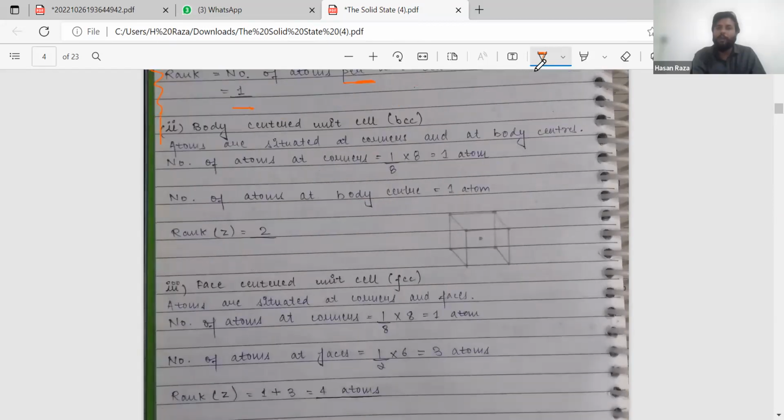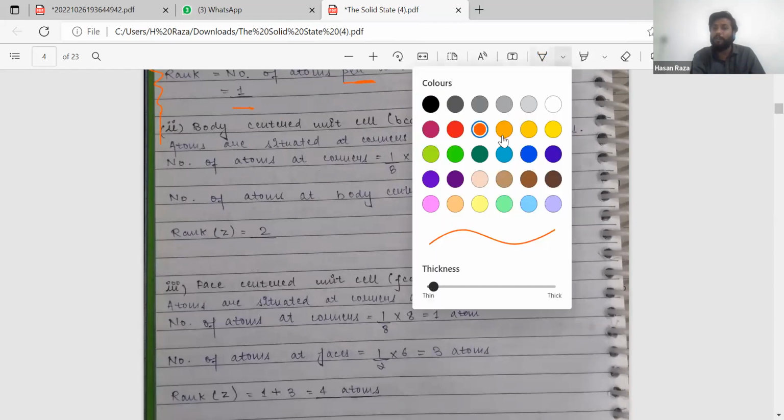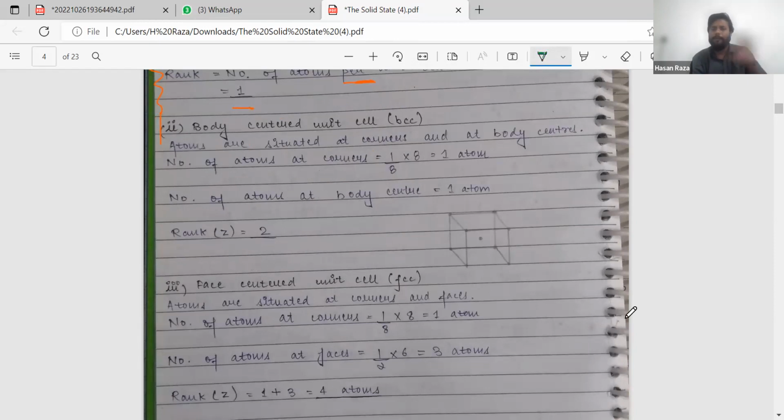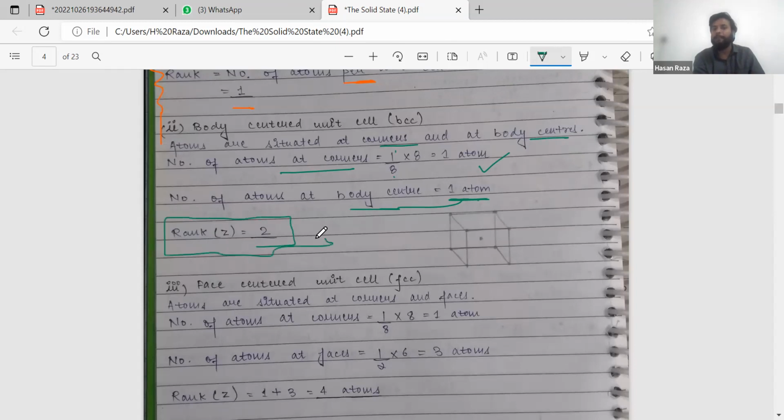Now see, what is a body-centered unit cell, or body-centered cubic unit cell, because we just need to study the cube. In a body-centered cubic unit cell, the atoms are present at corners as well as the body center. As we already know, in a cube the contribution of atoms at corners is 1/8 each, so that gives one atom. And in a cube there is only one body center, so due to the body center we have another one atom. So the total number of atoms in BCC will be two, or the rank of BCC will be two.